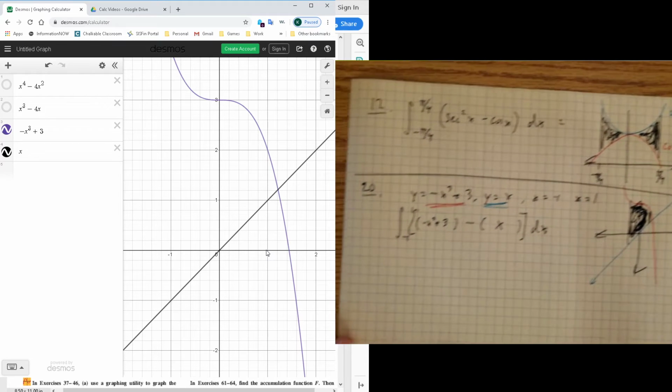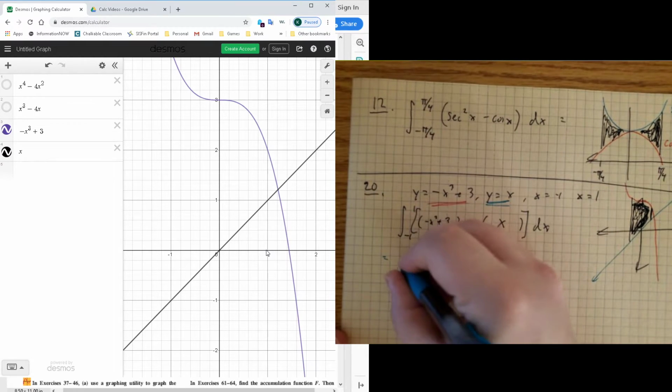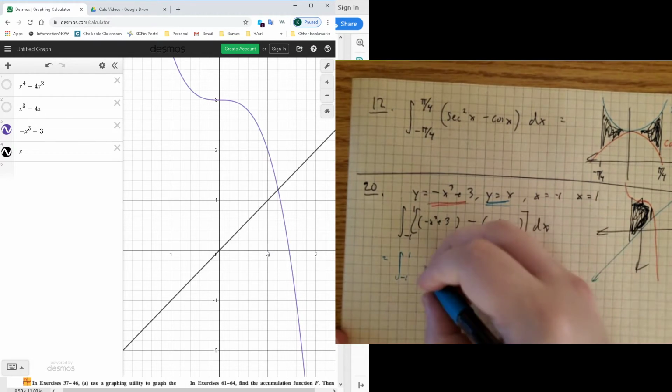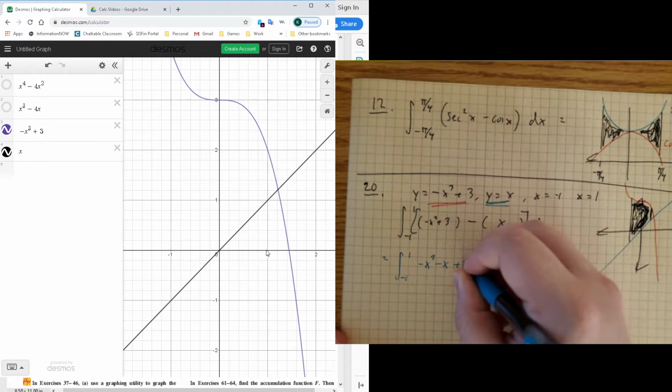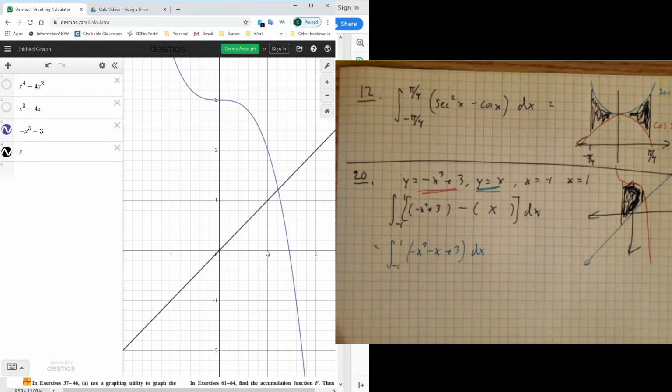So now I can integrate. Once I've got my pieces, including my bounds, and I know that this should be the top one, this is the bottom one, I can just do a regular integration problem. So this is the integral of negative 1 to 1. I can then distribute the negative sign, and I put negative x cubed minus x plus 3 dx. And now I can integrate.